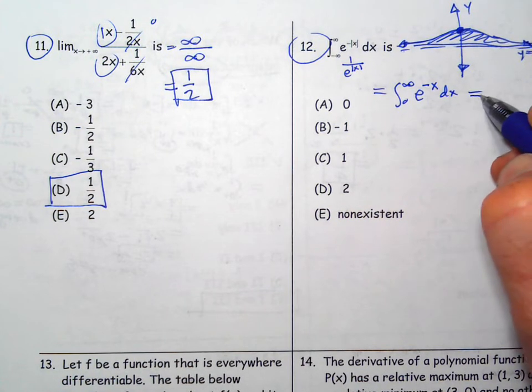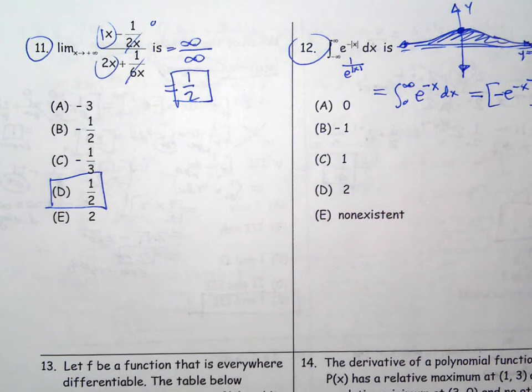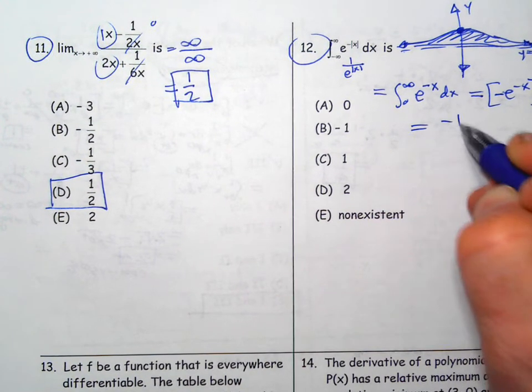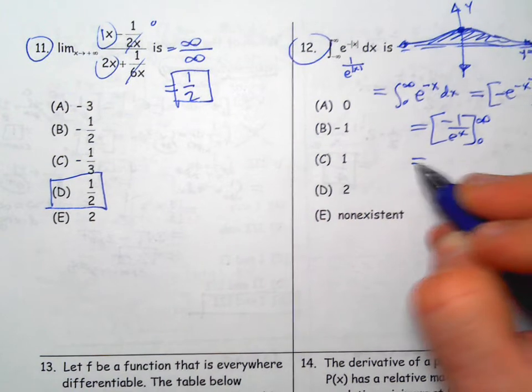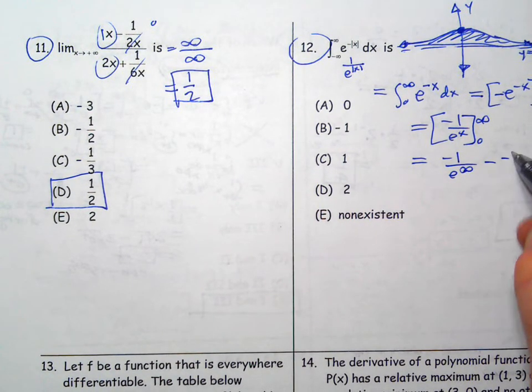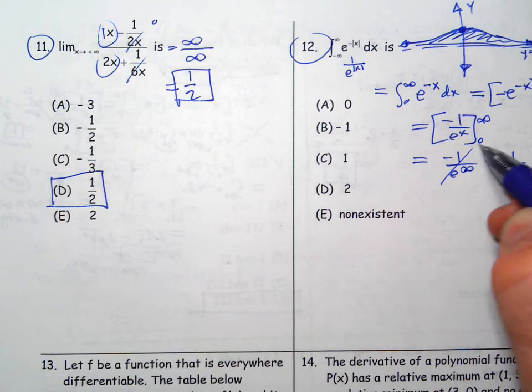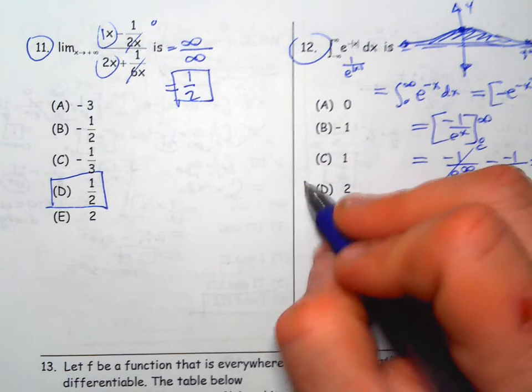So this is going to be e to the negative x, 0 to infinity. So that's a negative 1 over e to the x, 0 to infinity. So that's a negative 1 over e to the infinity minus negative 1 over e to the 0. That goes to 0. That goes to positive 1. The answer is 2 because we got to double it.